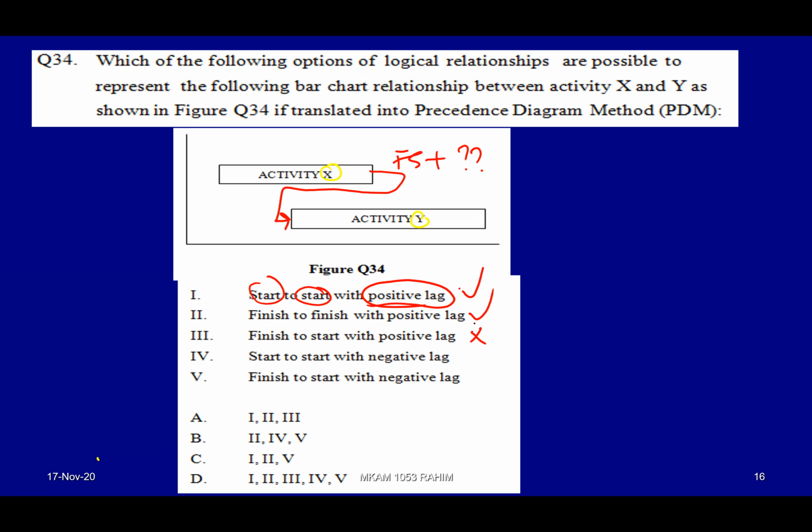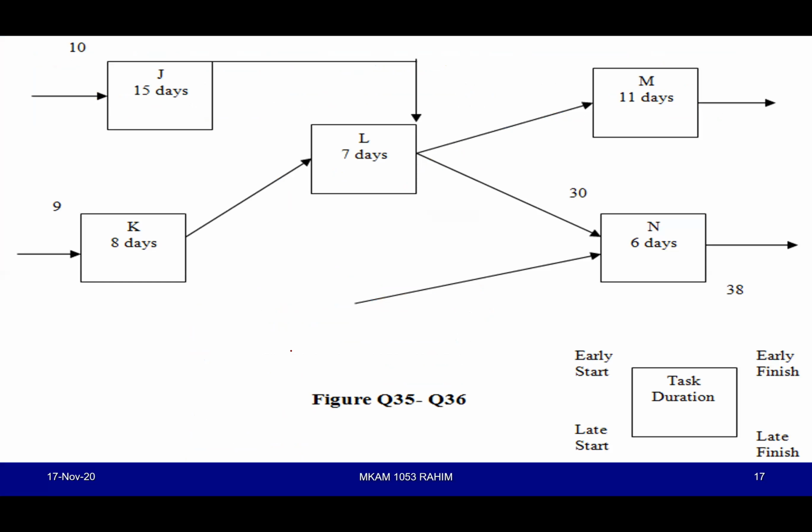Okay, so you already know one. Anything with 3 is wrong. So you have 2 more. Start to start with negative lag could not be, because you already have that one. So finish to start with negative lag. Okay, this is the correct way. This is what we call the elimination process in objective questions.